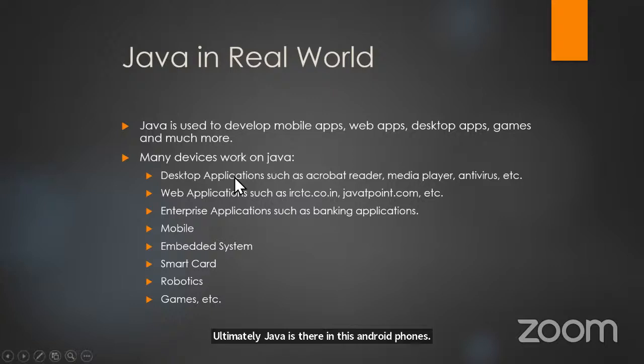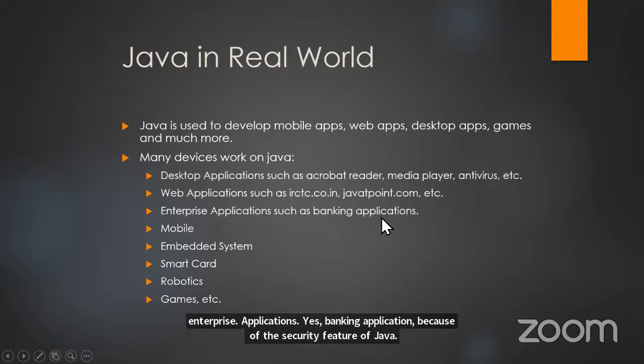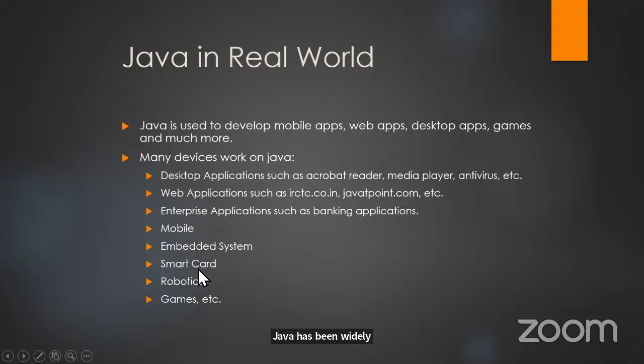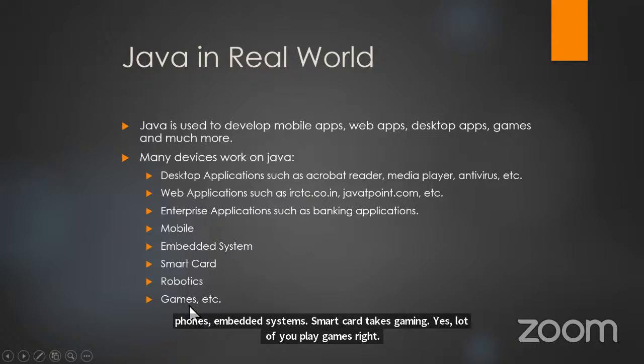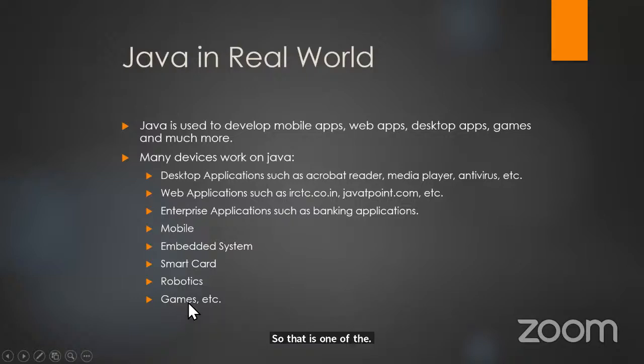Not only that, we have different desktop applications like Acrobat Reader, Media Player, and antivirus. There are a lot of web applications. Yes, this is the most important reason why Java has become popular: a lot of websites are built using Java. For example, irctc.com, which you would have used for train booking, and javapoint.com, which is a wonderful tutorial site. And enterprise applications: banking applications, because of the security features of Java, Java has been widely used in banks. Mobile phones, embedded systems, smart cards, robotics, gaming. Yes, a lot of you play games, right? That is one of the important applications where Java has been widely used.